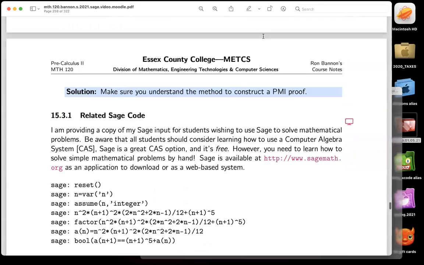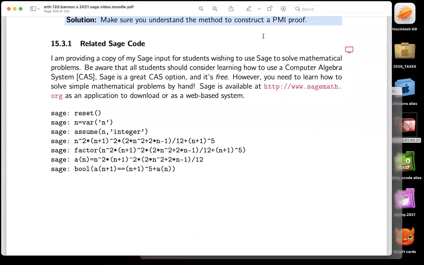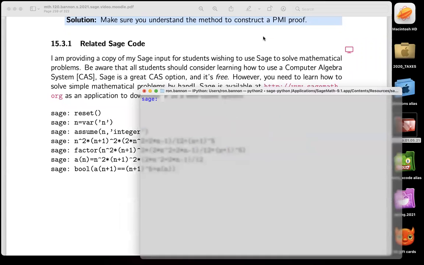So let's go over the Sage code. What I'm going to do is go back to my Sage. I'm going to reset. n is a variable. By the way, once I reset, I have to redefine my variable. You might say I did it before. That's gone. I'm going to assume that n is an integer.